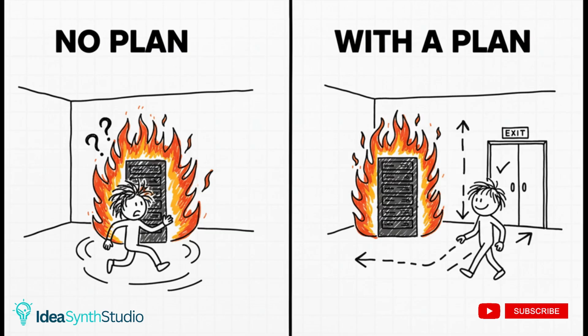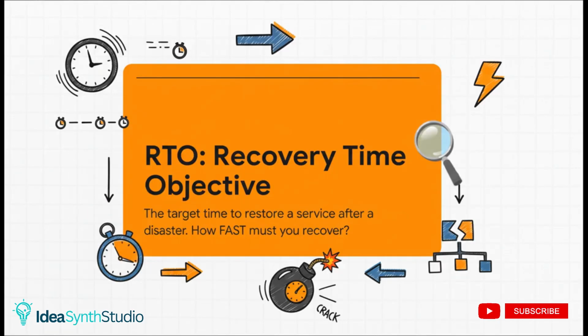You don't wait until you see smoke and flames to start looking for the exits. You plan it out ahead of time, you practice it, and you make sure everyone on the team knows exactly what to do the second those alarm bells start ringing. Now, to build that plan, you really need to understand two key metrics.